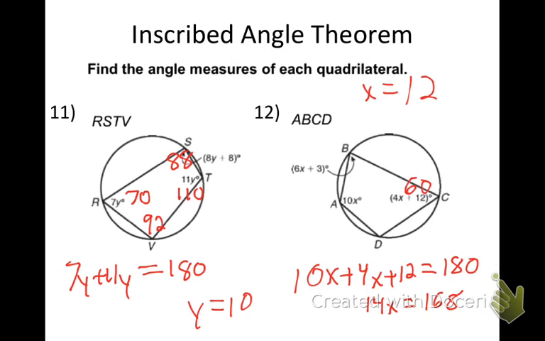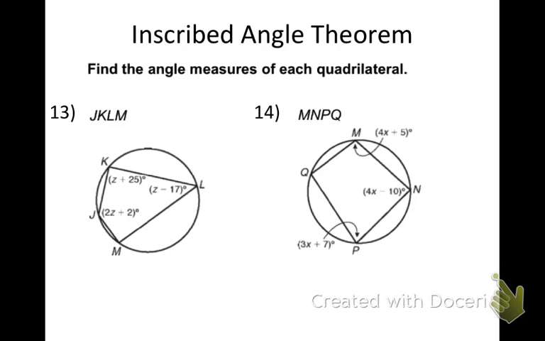So I get 60, 120, 75, and 105. And those are all the angles of the quadrilateral there. What do you notice about them? All the angles add up to what? 360. Good job. Okay, using that information, try numbers 13 and 14. Make sure you are pairing the opposite angles.